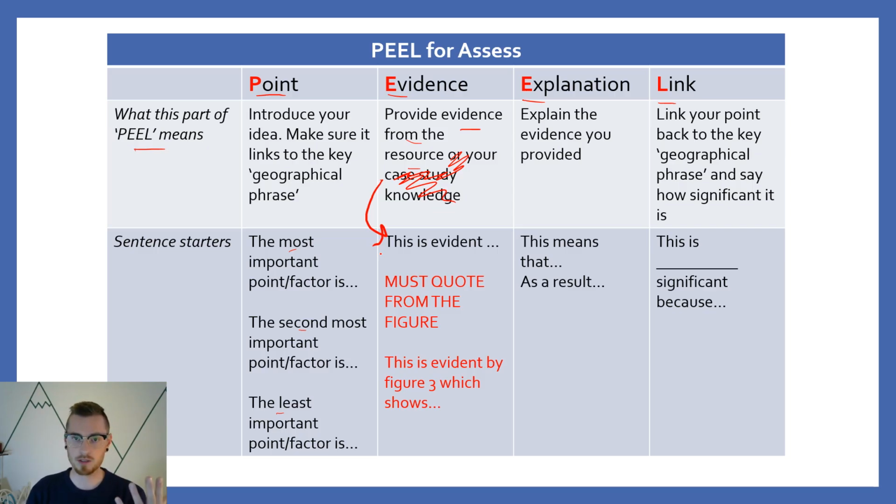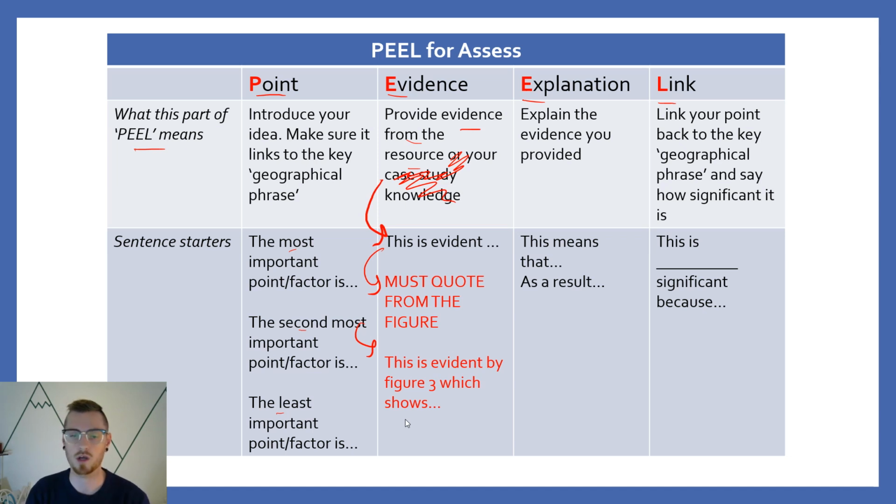Okay, so you make your point and then you say, this is evident by, and this is where you quote from the figures or the resources that it's asked you to use. And the question is likely to pick out certain resources. And if it mentions the resource in any question in this paper, you've got to use it. And you've got to show the examiner you're using it. And by using the phrase, this is evident by, and as an example, figure 3, which shows, I'm showing the examiner I'm using the resource. I'm picking up those AO3 and AO4 marks.